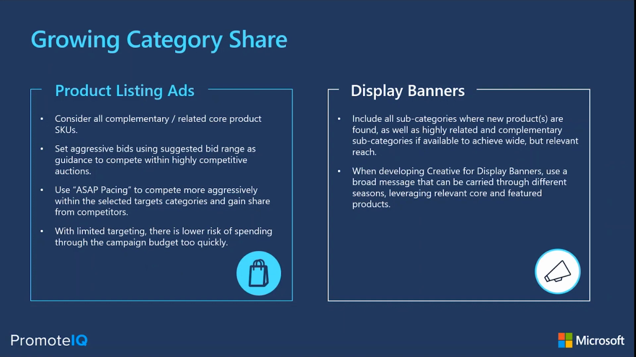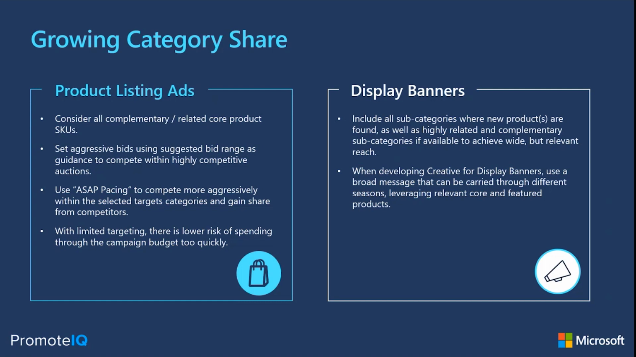Growing share. A common consideration goal would be to increase share in a competitive category. Follow these guidelines to drive repeat purchases, increase purchase frequency of your core products, and claim more space on the digital shelf. Remember that the best practice is to include between 6 to 20 SKUs during your product selection process. Consider all complementary and related core product SKUs.